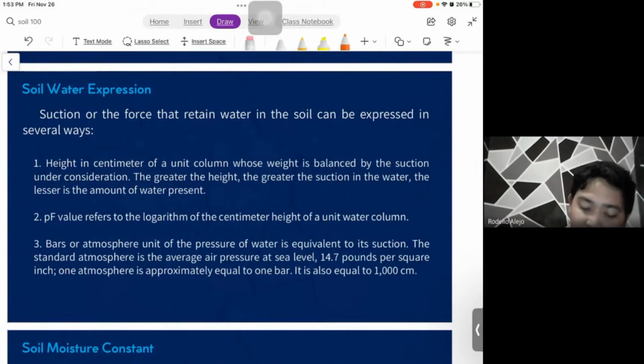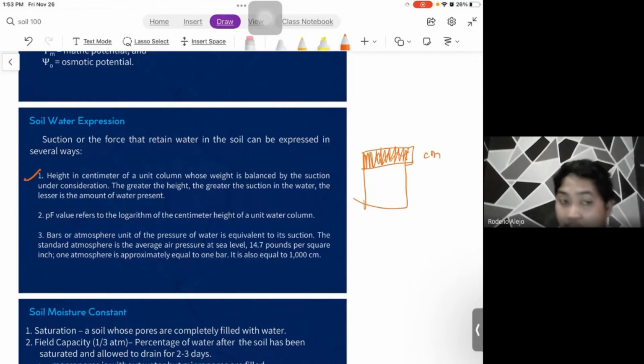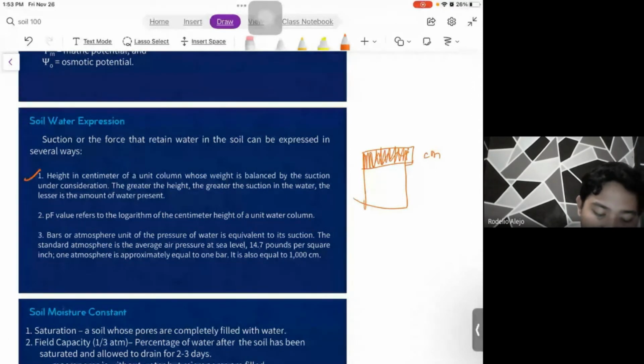So height in centimeter. For example, ito yung ating soil profile. So may yung water dyan, this is the occupation of water. So the height of that is in centimeter. So that is how we express soil water. Another expression is PF value, which refers to the logarithm of the centimeter height of a unit water column. So it is more on the logarithmic function of the centimeter. Okay. Then the next is the bars or the atmosphere unit.